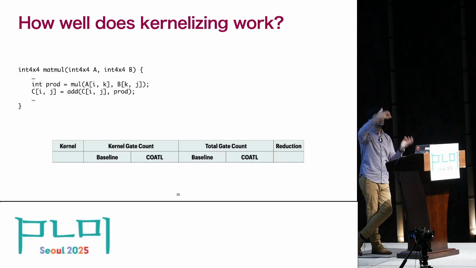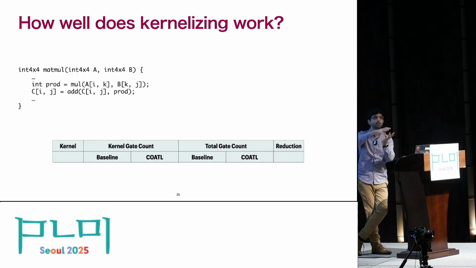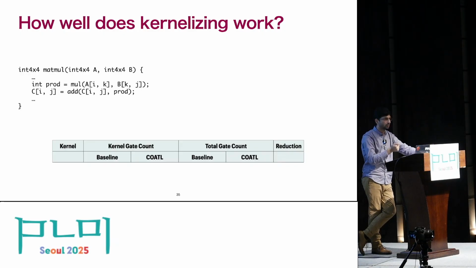So kernelization is, I mean, you can think of it like every time you have a loop, right? You can try to optimize the loop body, or you can unroll the loop and try to optimize the whole thing. So that's morally what's going on here. I don't know if that answers your question. Yeah, thanks.